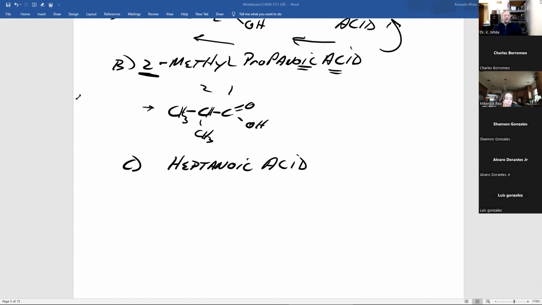All right, time for me to work. How do you decode this? You start from the right, move left. OIC in the word acid, it's a carboxylic acid.